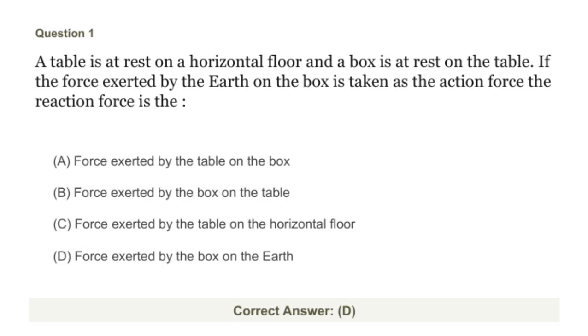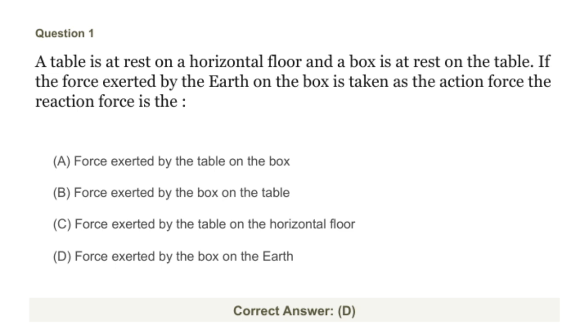Let's analyze this question carefully. It states that a table rests on a horizontal floor and a box is sitting still on the table. Now, if we consider the force that the Earth exerts on the box as the action force, what would the reaction force be? Remember, according to Newton's third law, every action has an equal and opposite reaction. So, in this case, the question is asking us to identify the reaction force to the Earth's force on the box. The key here is to think about what the reaction force is acting upon.